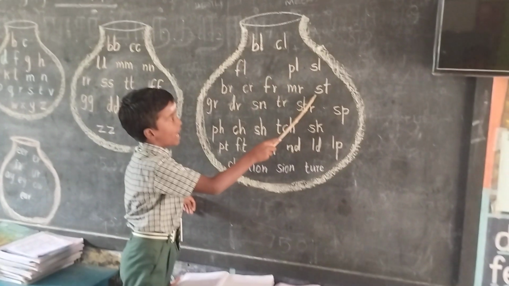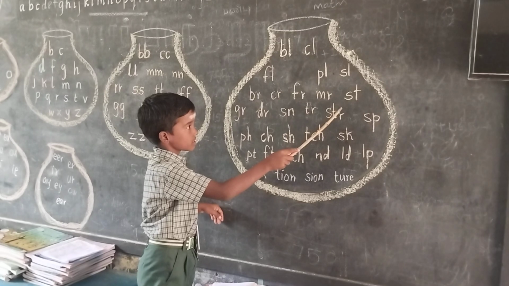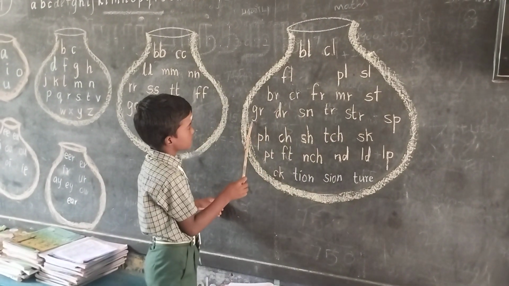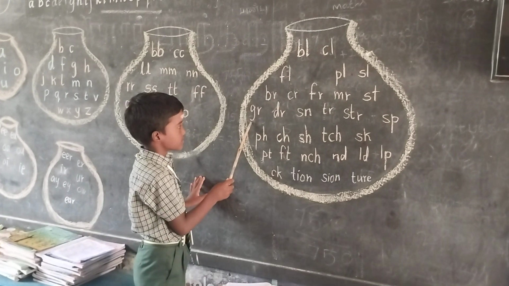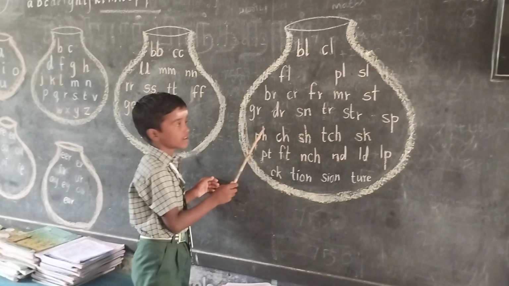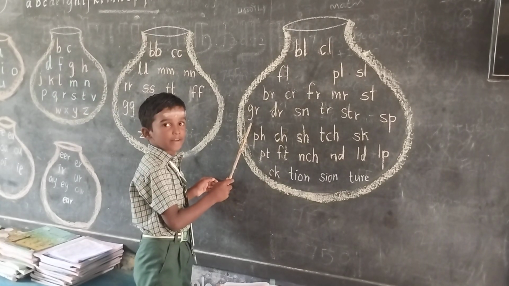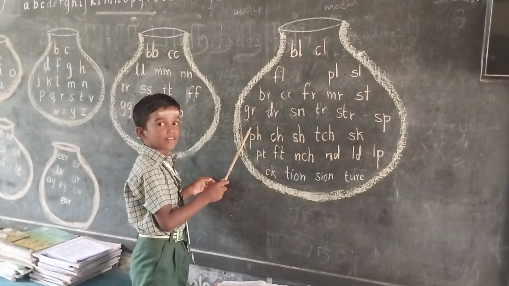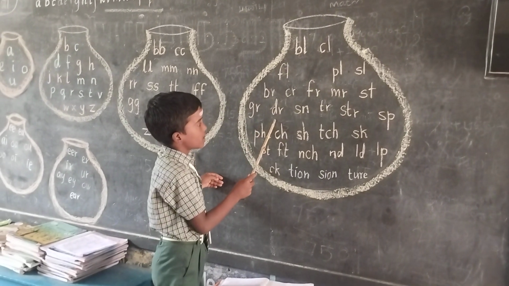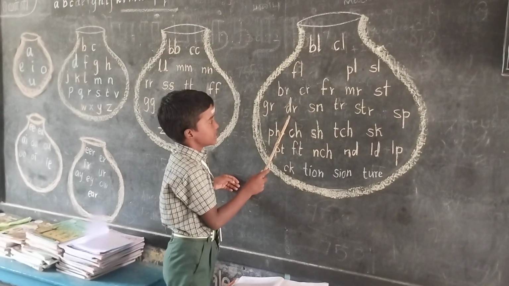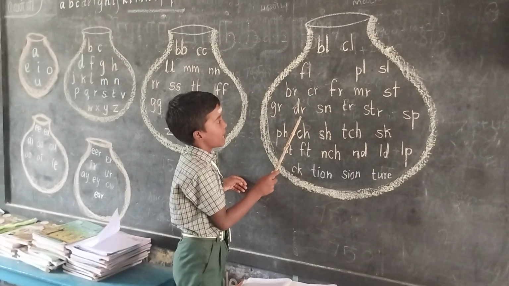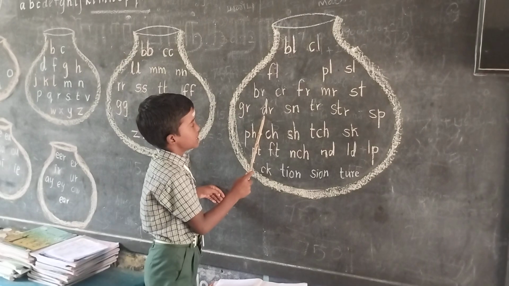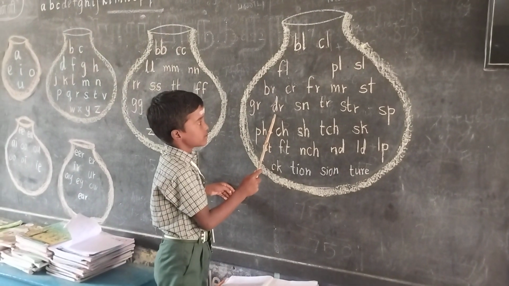The combination of letters ST as a sound "st", as in stay. For example, stand. The combination of letters GR as a sound "gr". For example, grandpa. Good. The combination of letters DR as a sound. For example, drum, dream.